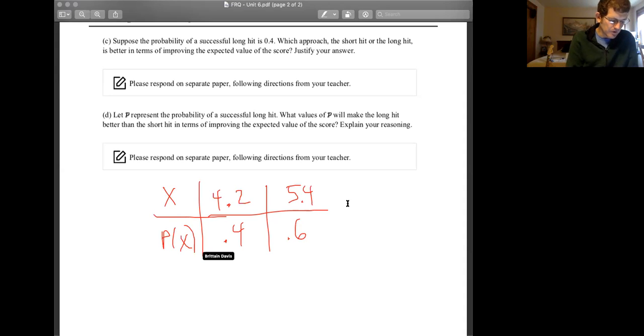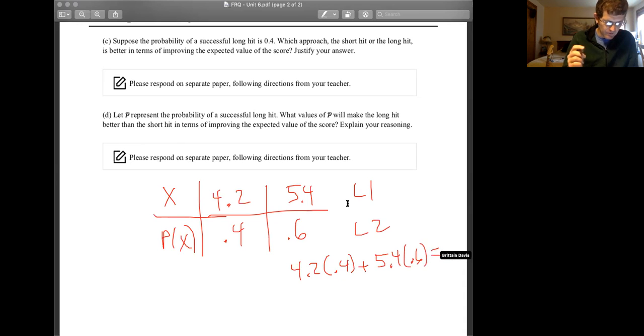And we've got a probability distribution. I can just create list 1 and list 2. Actually, in this case, just for the sake of the next problem, it might be good to see it this way. 4.2 times 0.4 plus 5.4 times 0.6 equals, and then, well, we'll find out what that equals. I can't quite remember. I think it's 4.92. I did the math earlier. So when you get this, it's 4.92. And if I'm off, I'm only off by a little.